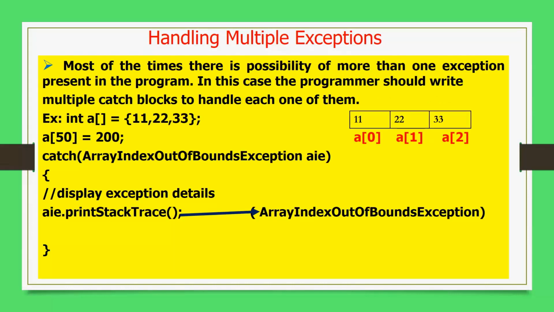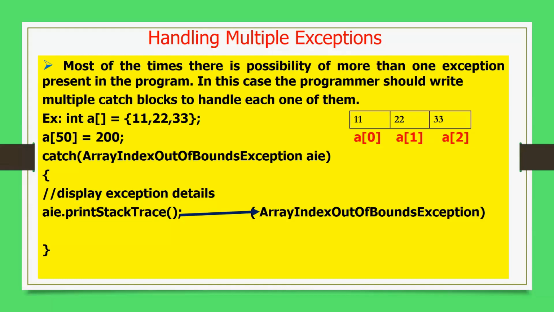And next, handling multiple exceptions. You can see here handling multiple exceptions. Most of the time there is a possibility of more than one exception present in the program. In this case, the programmer should write multiple catch blocks to handle each one of them. So in the first case you can see int array A with elements 11, 22, 33. In the next case we are trying to store the value 200 at the 50th position. So you can see on the right side.